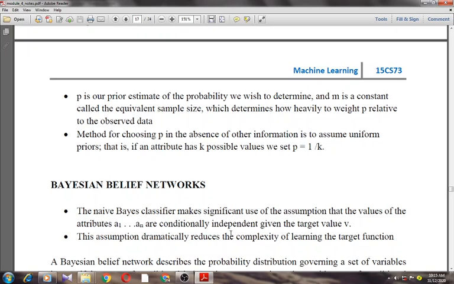If both n and m are non-zero, then the observed fraction nc by n and the prior p will be combined according to the weight m. The reason m is called the equivalent sample size is that the previous equation can be interpreted as augmenting the n actual observations by the additional m virtual samples which are distributed according to p. So this is all about the Naive Bayes classifier.